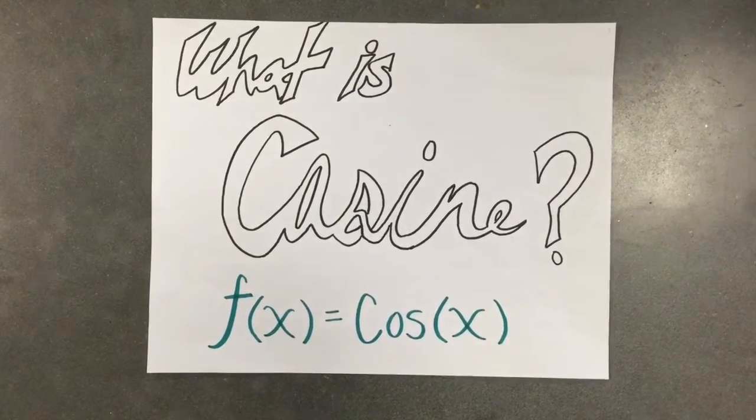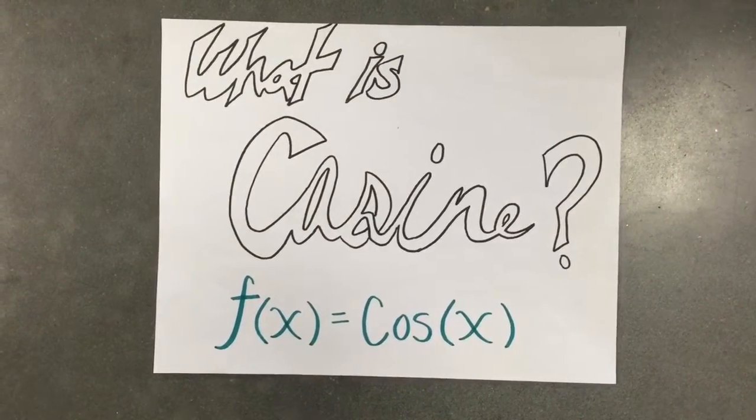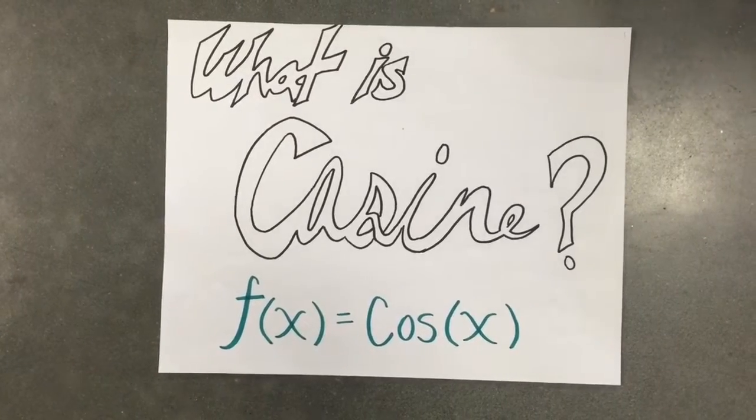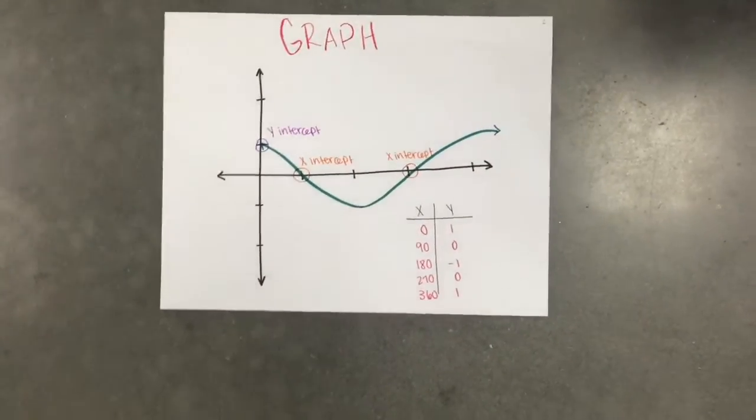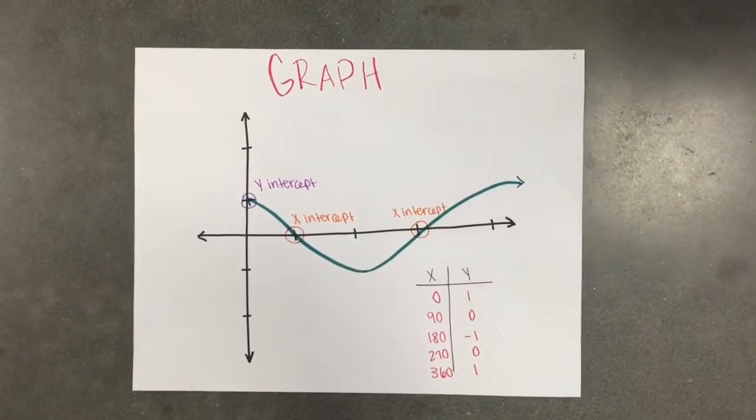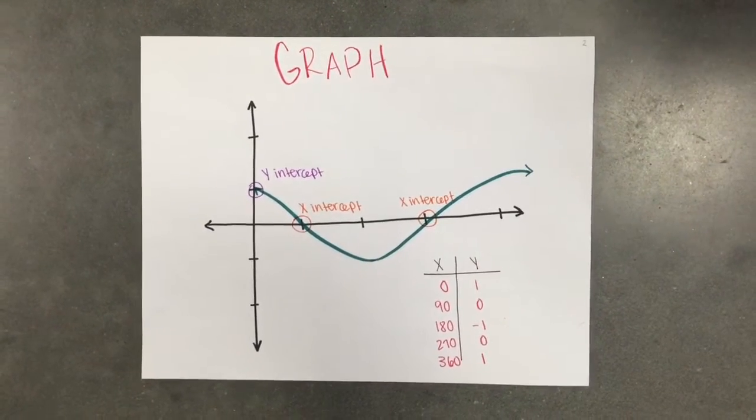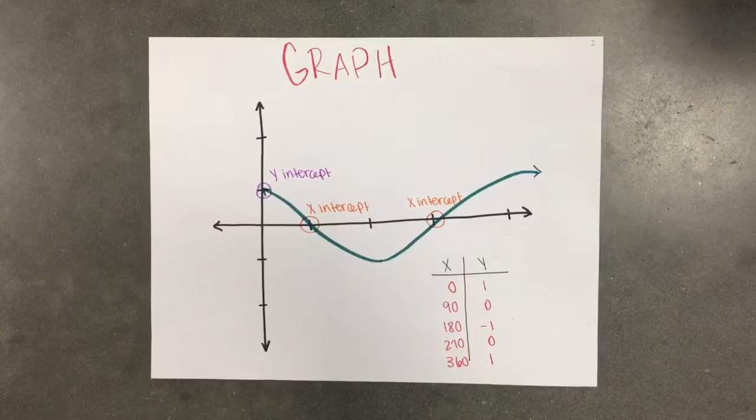Today we will be teaching you about cosines. The cosine function is f(x) equals cosine x. When you graph the cosine function f(x) equals cosine x, this is what you end up with. It is a continuous wave that runs on the x-axis.